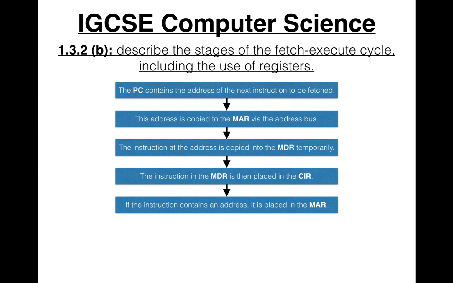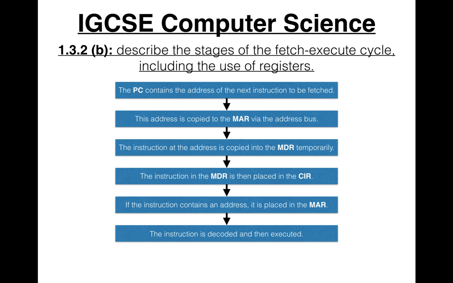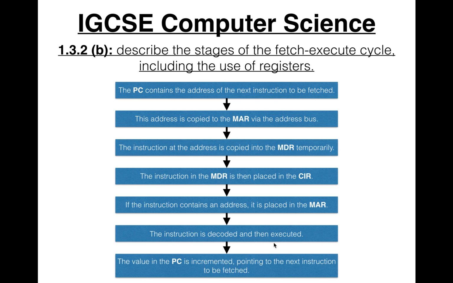If the instruction contains an address, it is placed in the MAR. The instruction is then decoded and executed. Now this is done by signals being sent out via the control bus to the components of the CPU. Then the value of the PC is incremented, pointing to the next instruction to be fetched.